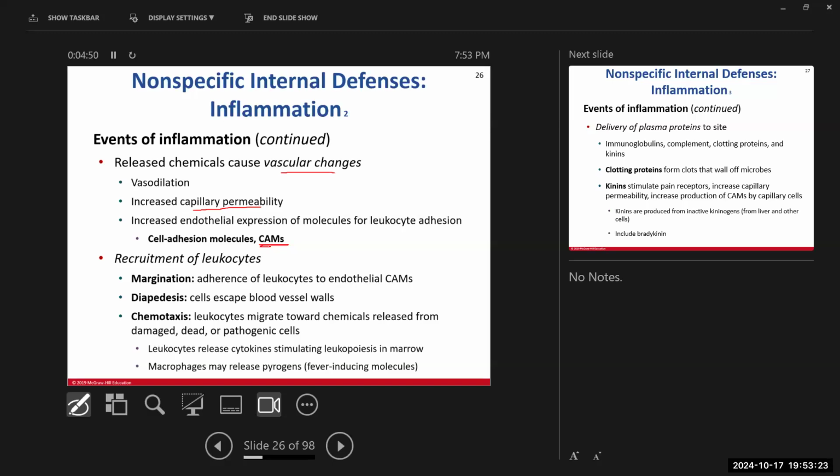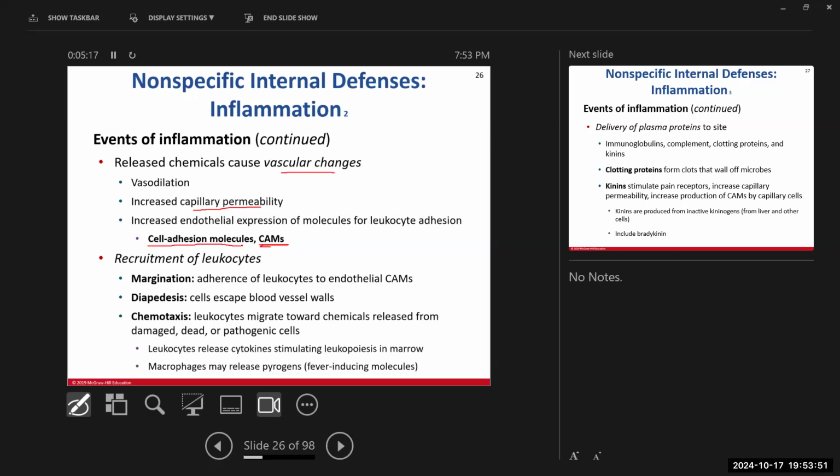Except we don't want the cell walls to be sticky until this happens. So you get tissue damage, and the endothelial cells are going to create these things called cell adhesion molecules. The best way I can describe that is someone falls into the river and they're getting washed down the river.